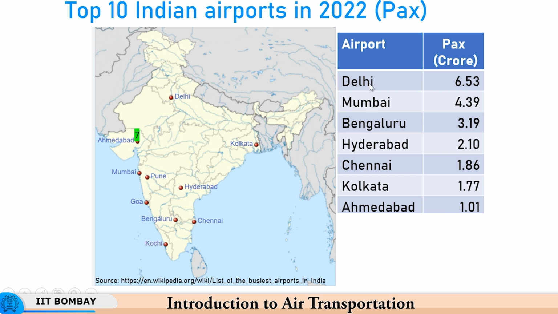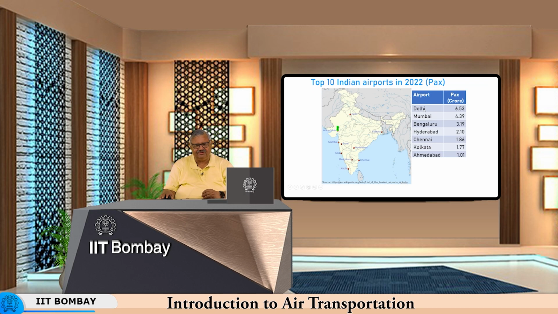So, Delhi has more than 6 times, Mumbai more than 4 times, Bengaluru more than 3 times, and Chennai and Hyderabad double the passengers compared to Ahmedabad. Then we have Kochi, almost 0.9 crore passengers, 88 lakh passengers to be precise. Goa, 84 lakh passengers, primarily the tourists who come from all over the world to Goa to enjoy the beaches. And then number 10 is Pune airport, which has around 80 lakh passengers, 0.8 crore passengers last year.